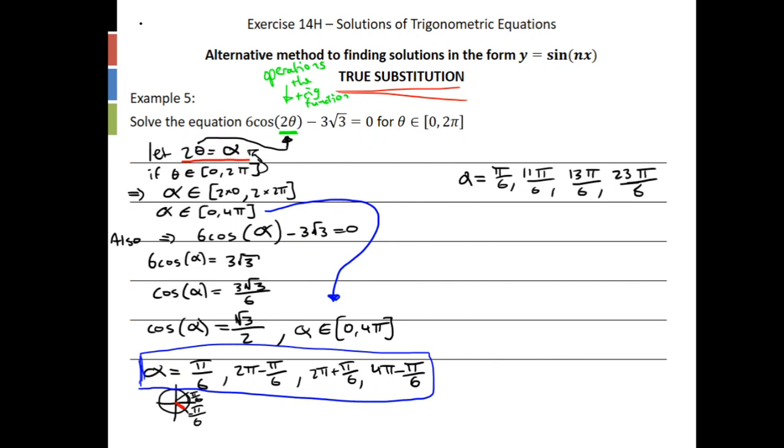So that is getting our alpha, but what did we actually need to solve for? We need to solve for theta. Okay, we need to solve for theta. We've got some alphas, okay? So we need to go back to our original rule, or our original substitution that we had, which was 2 theta is equal to alpha. Okay, so therefore theta is equal to alpha on 2. So we can now substitute back.